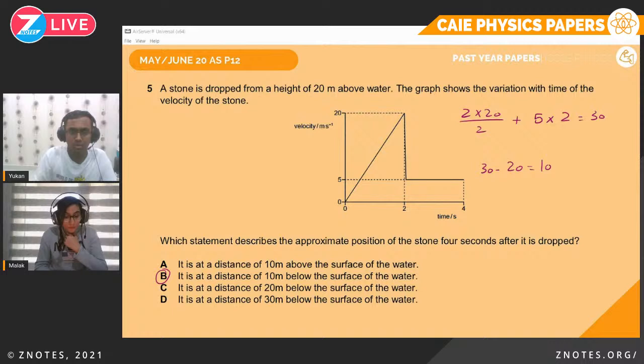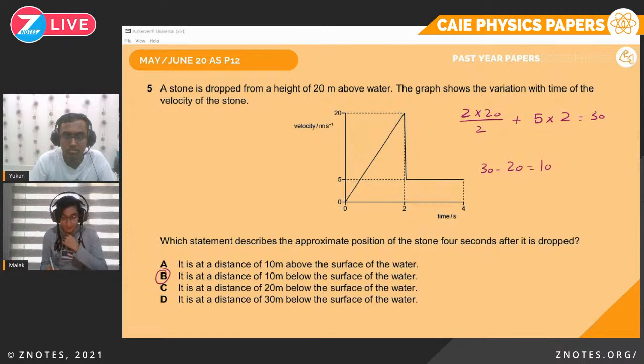A stone is dropped from a height of 20 meters above water. The graph shows the variation with time of the velocity v of the stone. So we have a velocity-time graph. Which statement describes the approximate position of the stone 4 seconds after it is dropped?